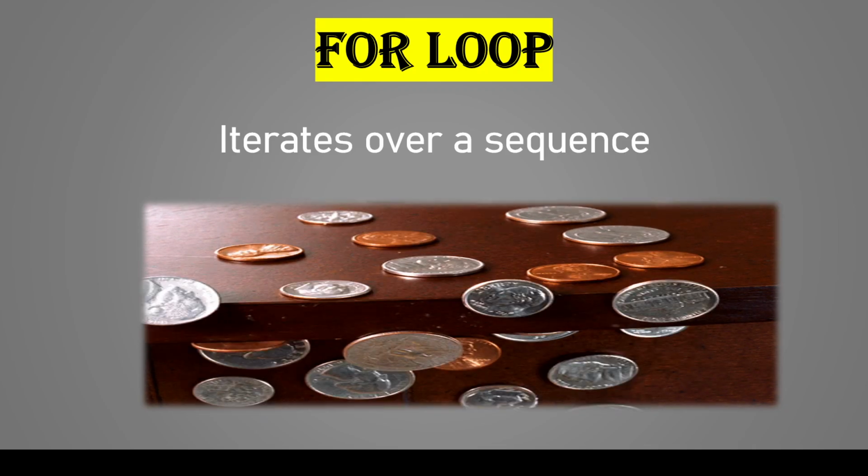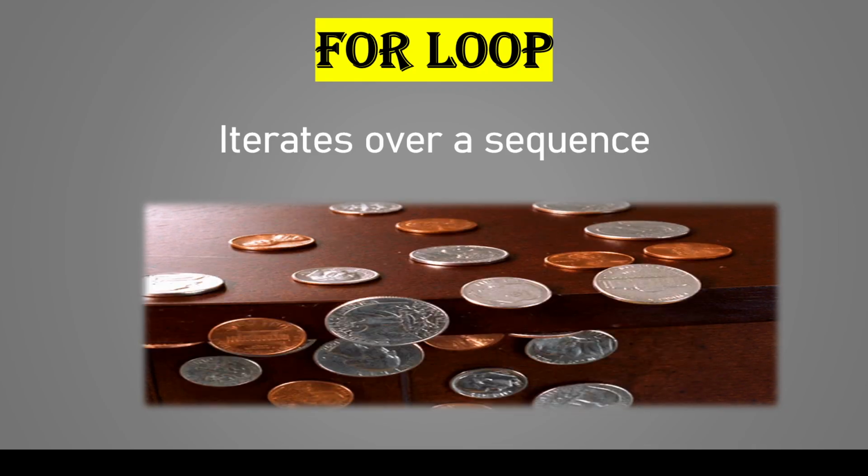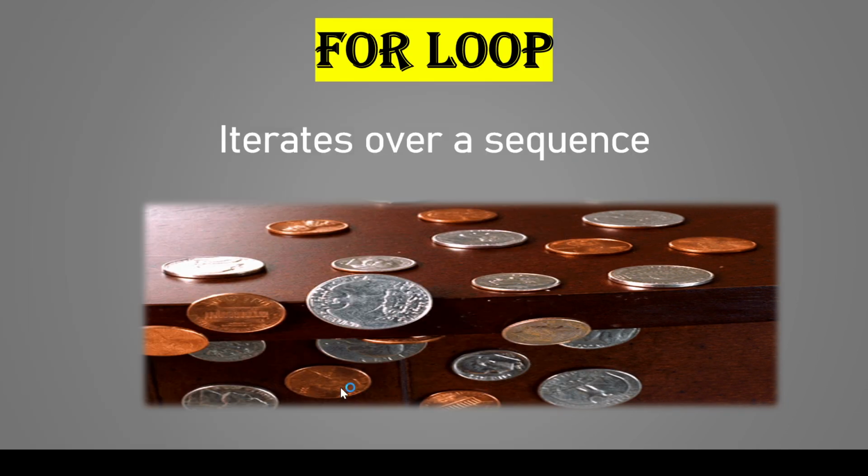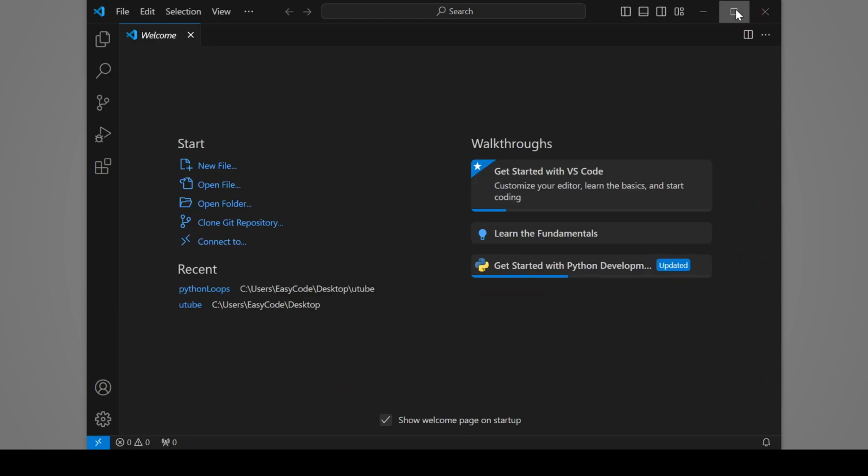A for loop typically consists of an initialization, a condition, and an increment or a decrement step. It iterates over each item in the sequence, performing the specific block of code for each iteration until the sequence is exhausted. For example, imagine you have a jar filled with coins of different denominations. You can use a for loop to count the total value of the coins in the jar. To understand more, let's run a sample Python program.